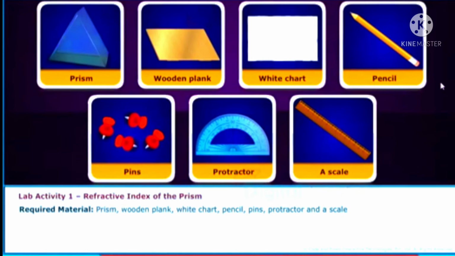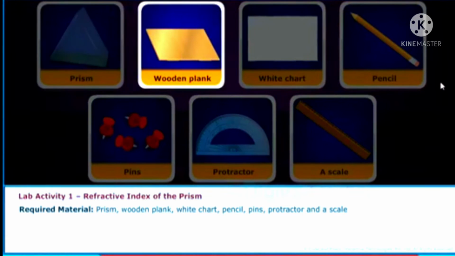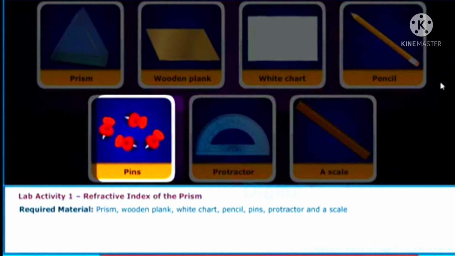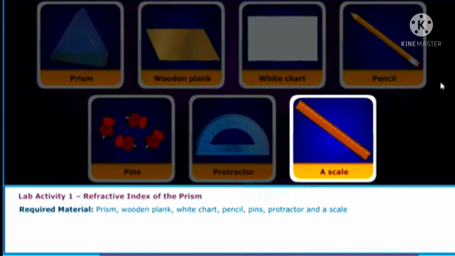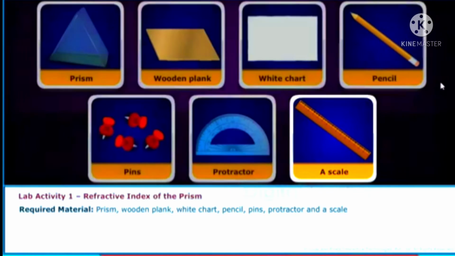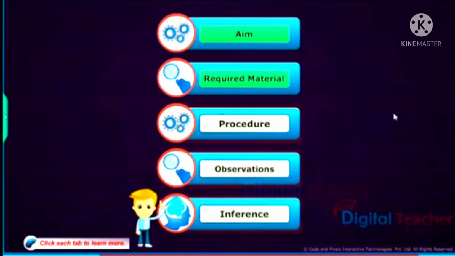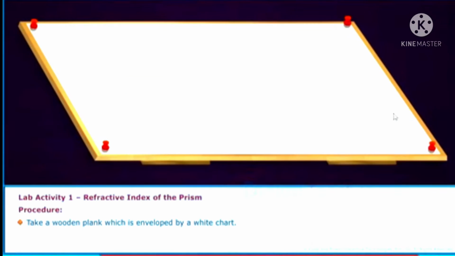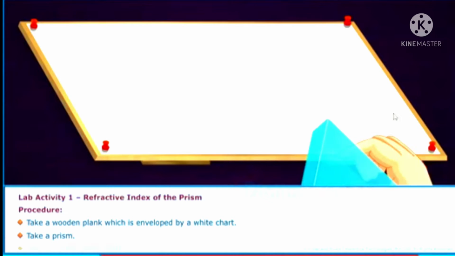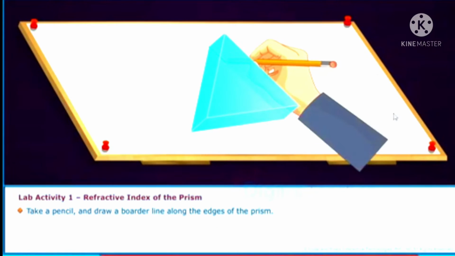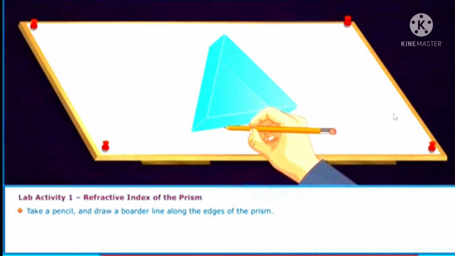Materials required are prism, wooden plank, white chart, pencils, pins, protractor and a scale. Take a wooden plank which is enveloped by a white chart. Take a prism. Place it on the white chart. Take a pencil and draw a border line along the edges of the prism.